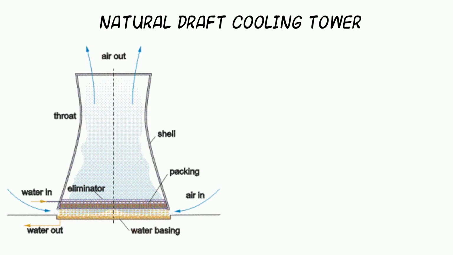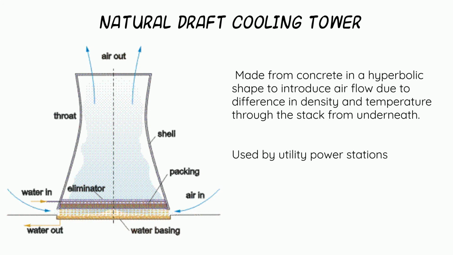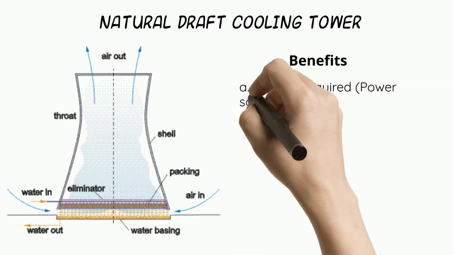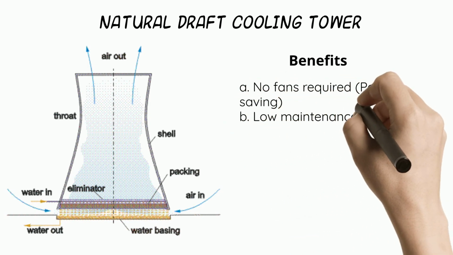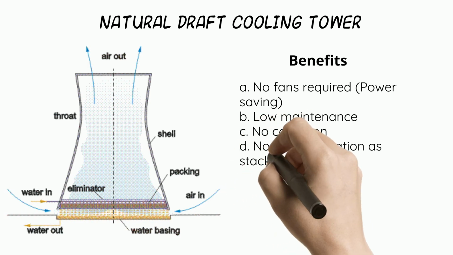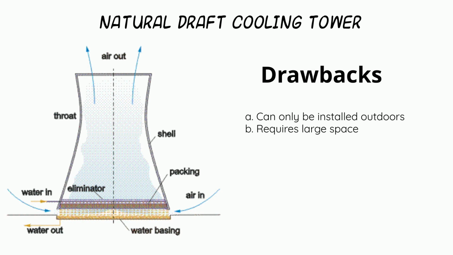Natural draft cooling towers are made from concrete in a hyperbolic shape to introduce airflow due to the difference in density and temperature through the stack from underneath. It is used by utility power stations. Some of the benefits include no fans required, so more power saving, low maintenance, no corrosion, and no air recirculation as the stack outlet is located high up. Drawbacks include that it can only be installed outdoors and it requires large space.